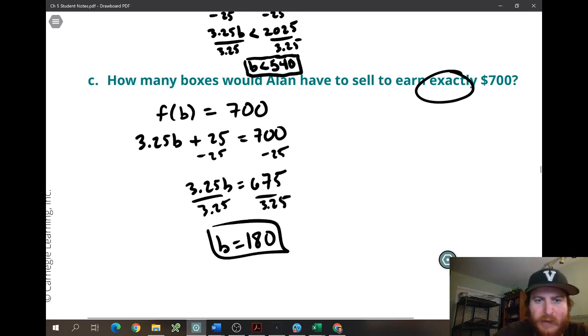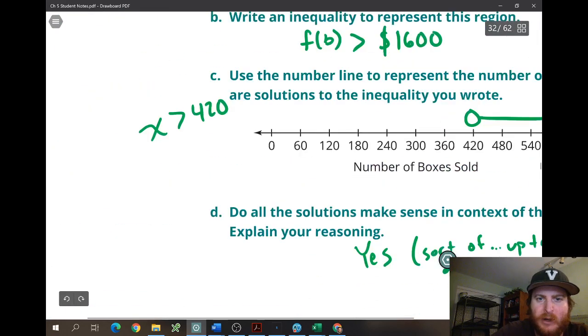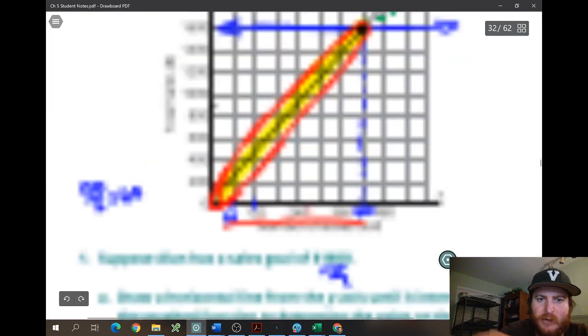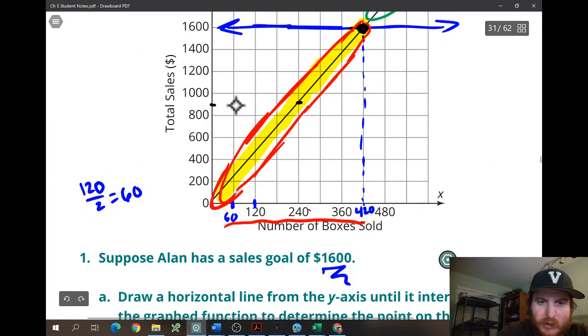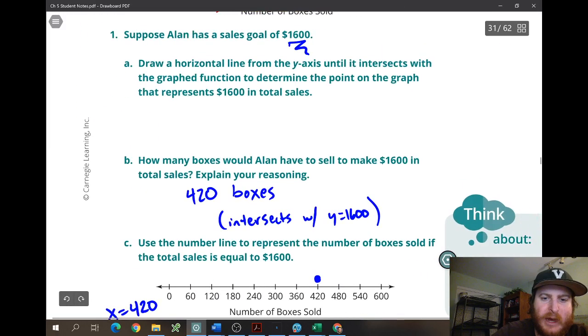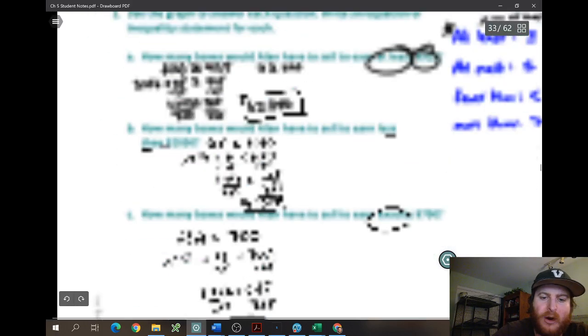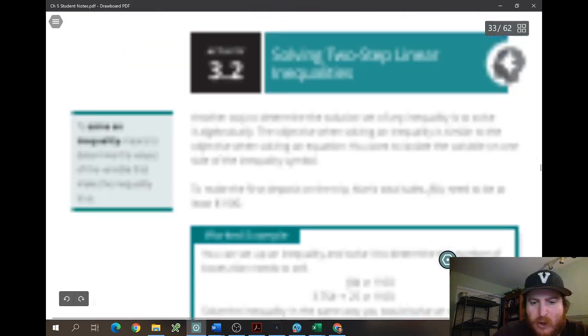Let's check it on the graph. At $700 on the graph, 700 is in between 600 and 800 right there. That looks like it's at about 180 exactly. So that makes sense. Now, the next ones we're going to look at are when it's not quite equal.